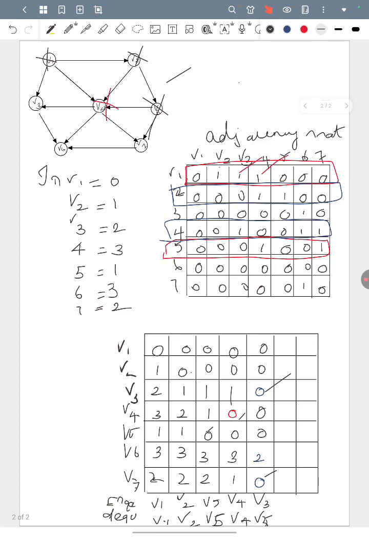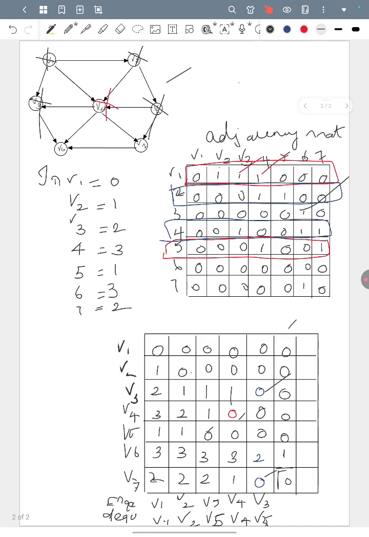Okay, again we fill the values as such. One more step is there. If we remove V3 from this graph, we have to calculate the in degree. From V3 we have only one out degree, that is to V6. If we subtract that value, then this will be the answer.